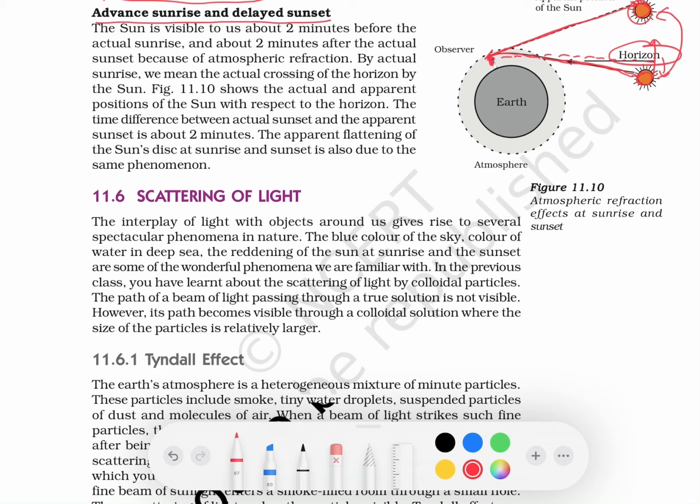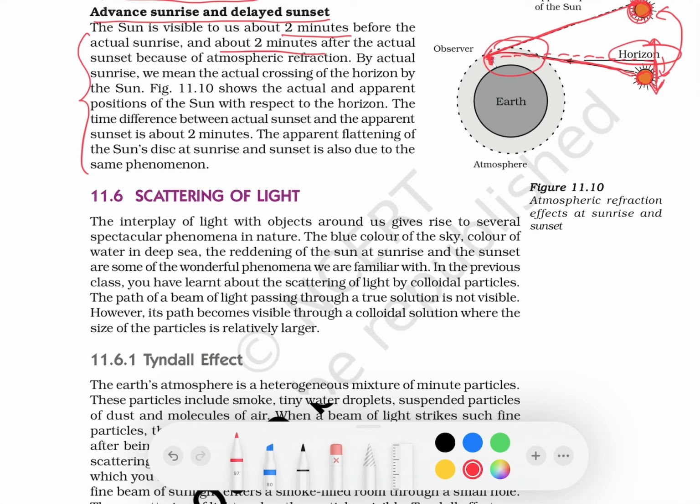The same thing happens when it sets. When the sun sets, the sun has already gone down, but still due to atmospheric refraction, its apparent image is still visible to you. And there is a difference of 2 minutes in the whole process. So this is all again atmospheric refraction. The sun is visible to us about 2 minutes before the actual sunrise and 2 minutes after the actual sunset because of atmospheric refraction. By the actual sunrise, we mean the actual crossing of the horizon by the sun.